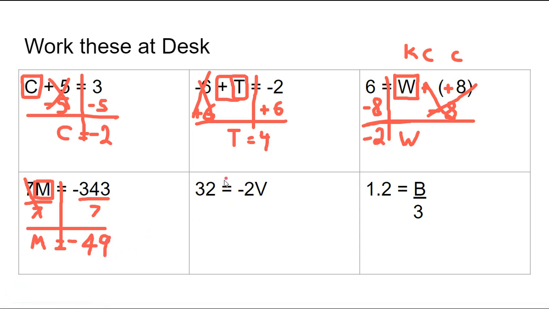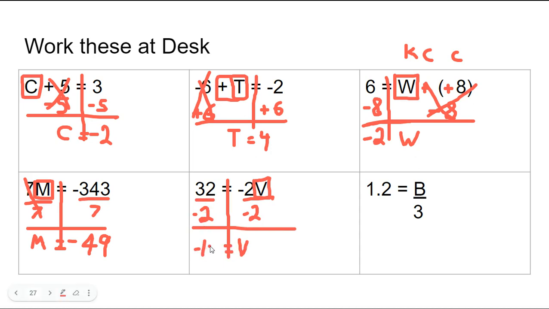All right, next up, 32 equals negative 2 times V. Draw my river, box up my variable. I'm left with times negative 2, so I'm going to divide by negative 2. And if I'm not mistaken, V is all by itself now. And 32 divided by negative 2 is going to give me negative 16. Boom. Last one, 1.2 equals B divided by 3.